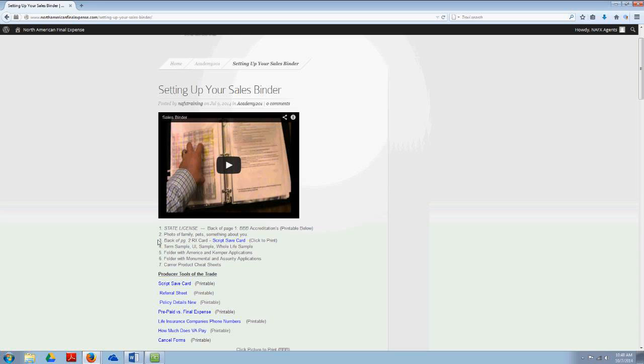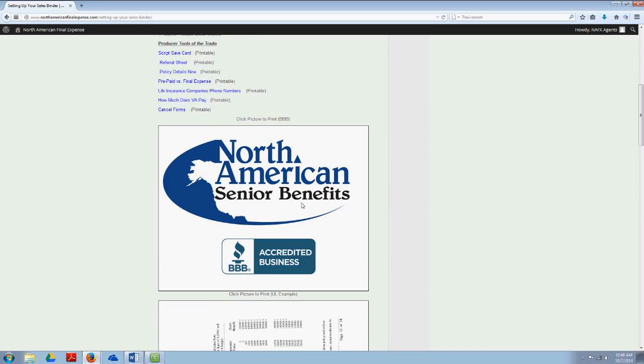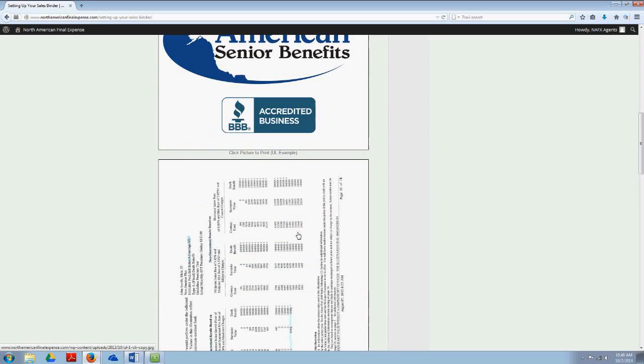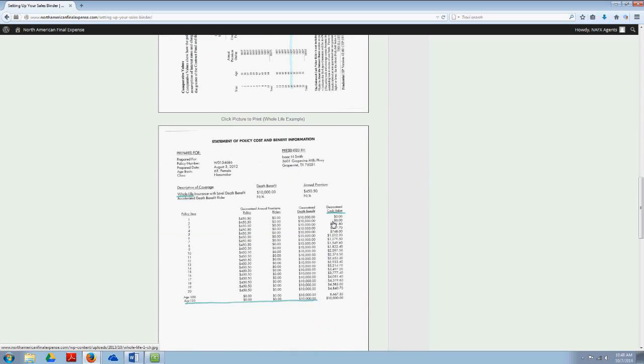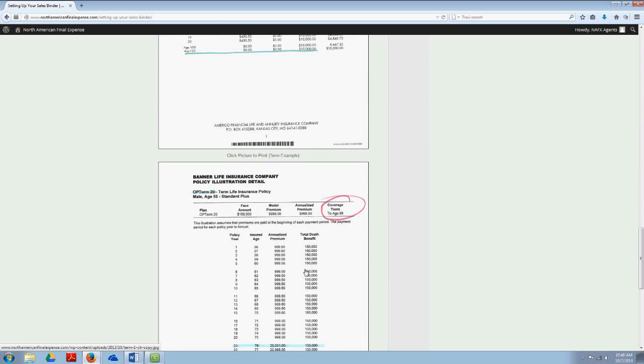Next, there's going to be the prescription drug save card. You can print that off right here. And then you're going to have an example of different policies. So here is the BBB. Print this out. You just click on it and print it. This example is the Universal Life. This is an example of whole life. This is an example of the term.